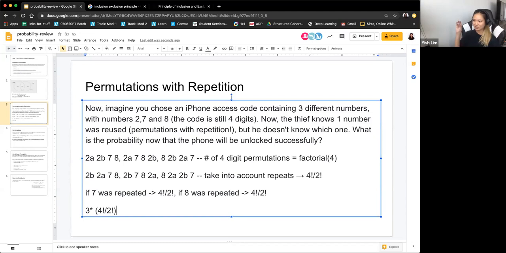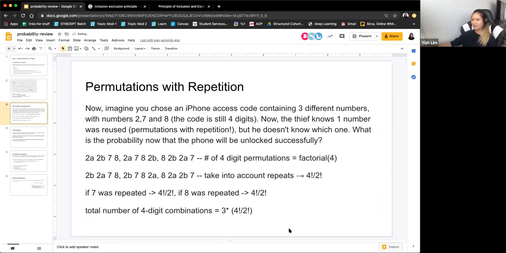Gotcha. And I think in this question in the lab, this is the denominator, because I think you only have 5 chances to unlock a phone. So the answer would be 5 over this value. So the total number of 4-digit combinations is this, an equal sign. Any questions on this part?